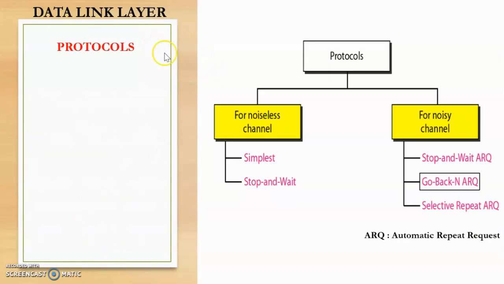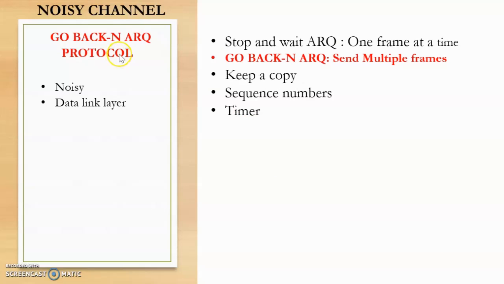As discussed in the previous videos, we know that the protocols at the data link layer for flow and error control will be of two types, that is for noiseless channels and for noisy channels. These three protocols, that is simplest, stop and wait and stop and wait ARQ, we have already discussed in the previous videos. So in this video, we will study Back N ARQ protocol, where ARQ stands for Automatic Repeat Request. So let us start with Back N ARQ protocol.